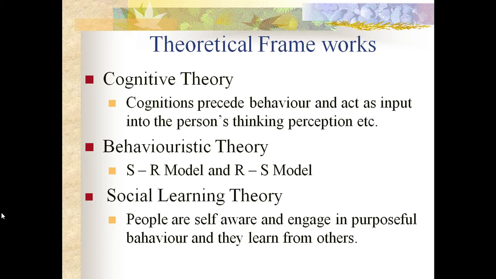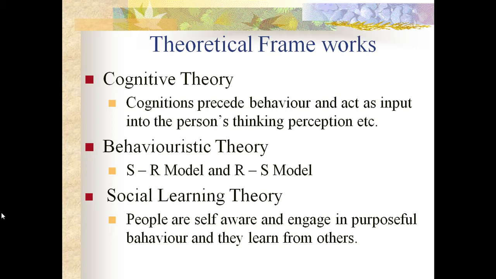The word cognition may not be very familiar to you. The meaning of the word cognition is the act of knowing an item of information or the act of understanding something. And this theory says cognitions precede behavior and act as an input into the person's thinking, perception, etc. The word precede means happens before, takes place before. So we can now understand that our understanding of something happens before our behavior, and that understanding acts as an input into our thinking, perception, etc.